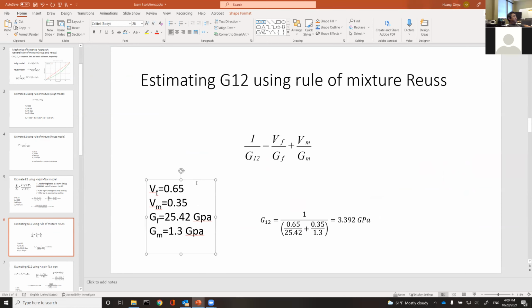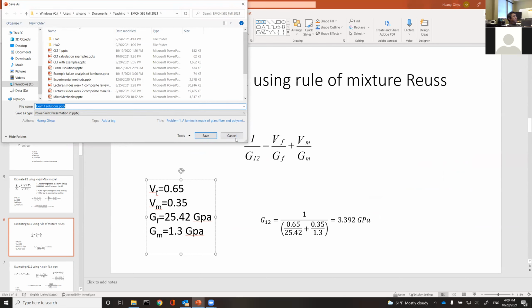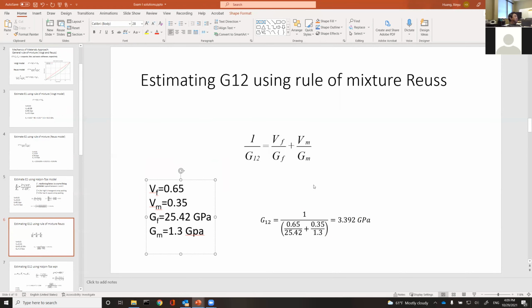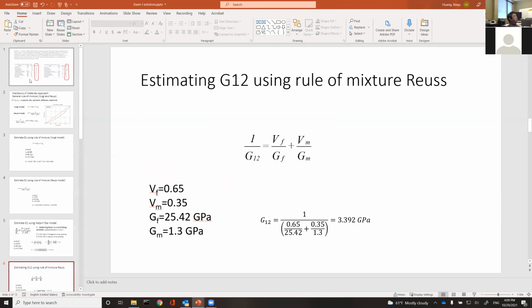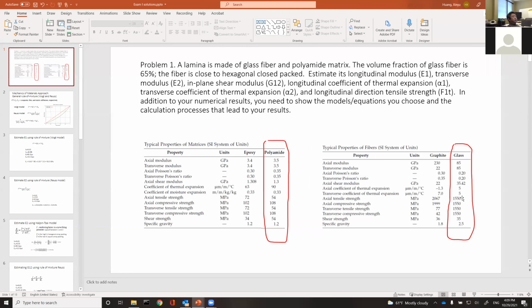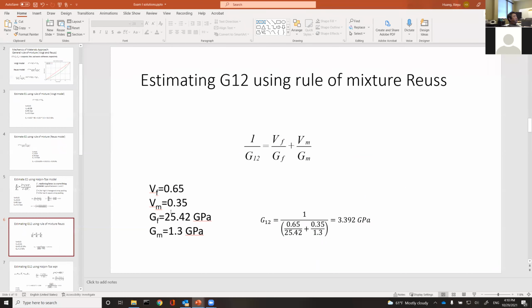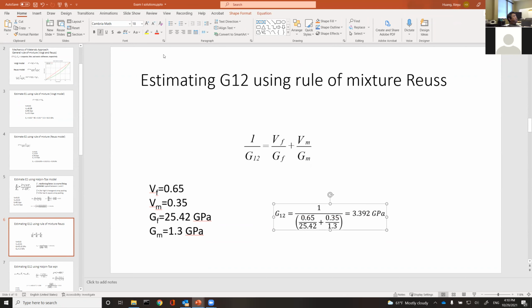So this is the input parameter. We have to use the fiber shear modulus and the matrix shear modulus in these calculations. They came from here. The shear modulus for fiber is 35.42, right? This number here. Shear modulus for matrix is 1.3, right? 1.3. And then we have volume fractions, which are the same, 65%, 35%. And that goes into this equation right here. And this is the result here.